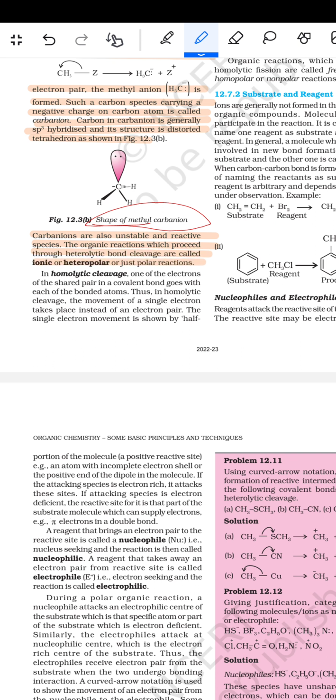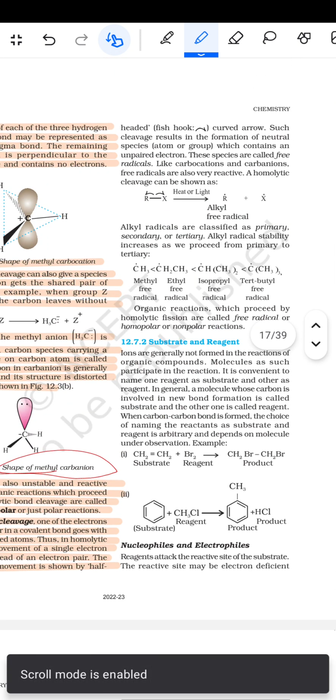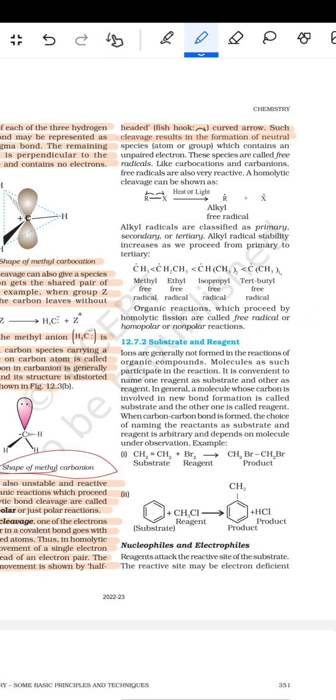In the homolytic cleavage, one of the electrons of the shared pair in a covalent bond goes with each of the bonded atoms. Thus, in homolytic cleavage, the movement of a single electron takes place instead of an electron pair. The single electron movement is shown by a half-headed fish-hook curved arrow. Such cleavage results in the formation of neutral species, an atom or a group, which contains an unpaired electron. These species are called free radicals.